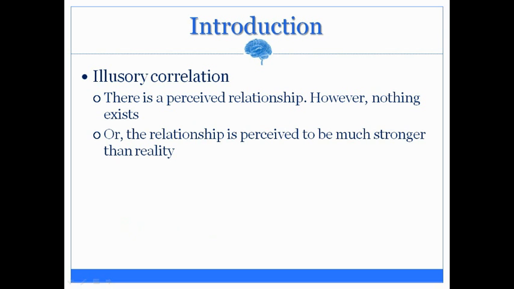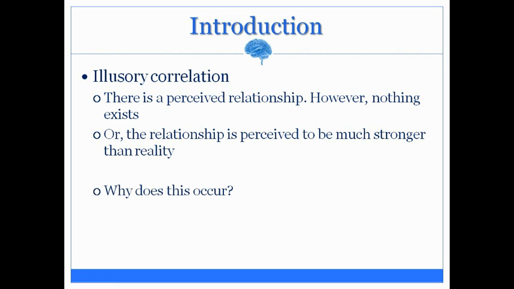So, an illusory correlation. Illusory correlation is another key word that's important to take away from this whole introductory psychology correlation talk. An illusory correlation is when there is a perceived relationship, however, nothing exists. You perceive there to be a relationship, but in reality there's not one. Or the relationship is perceived to be stronger than it is in reality. So let's pretend that there's a very, very weak correlation in reality, but people think it's a really, really strong relationship. This is what an illusory correlation is.